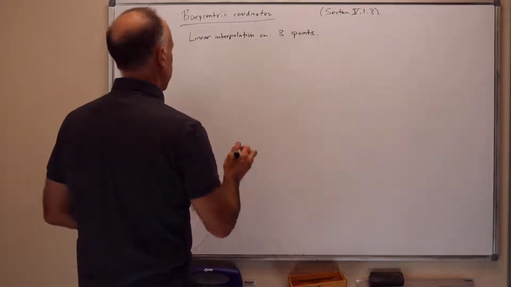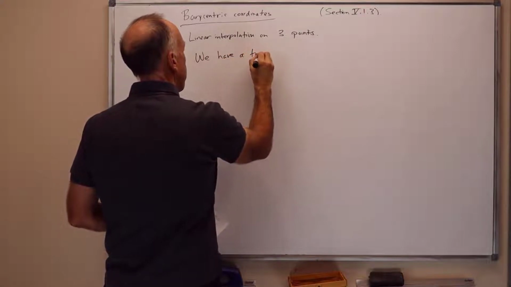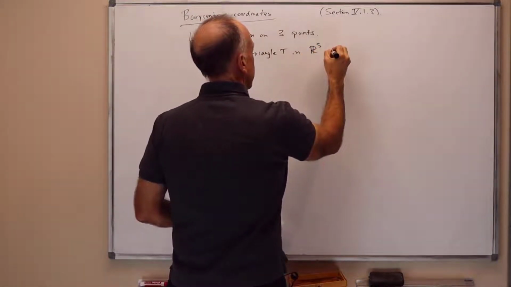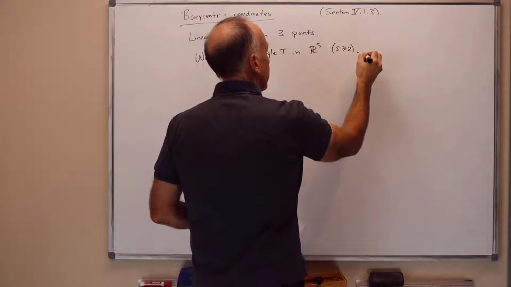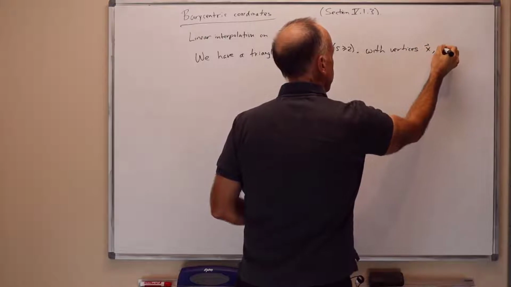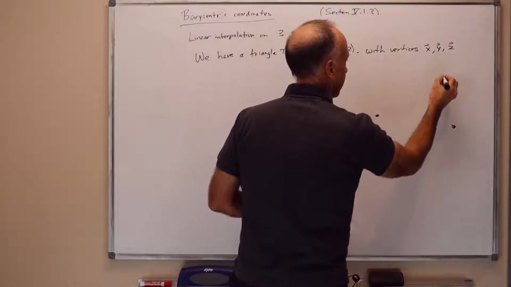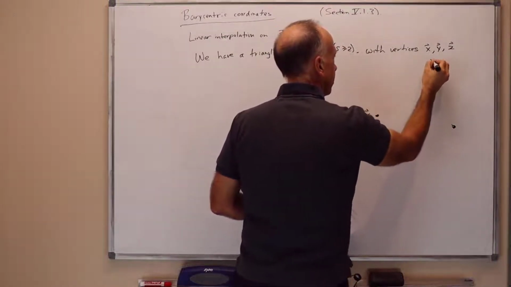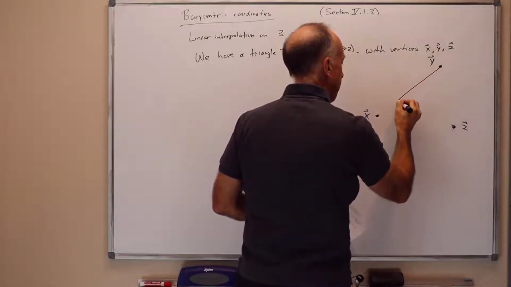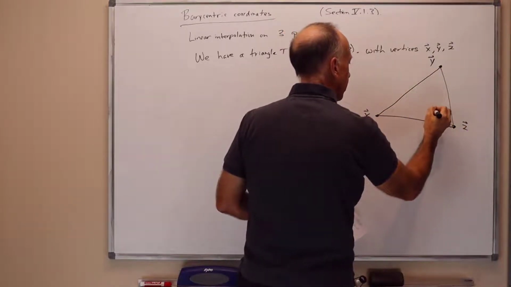So the situation is the following. We have a triangle T in R^S, S greater than or equal to 2, with vertices x, y, and z. And I will typically draw these triangles with x, y, and z in these positions, x, then y, then z. So here's the triangle T.